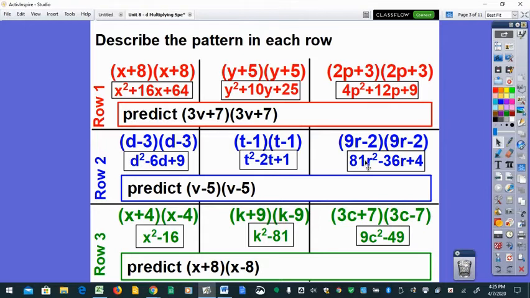9r squared is 81r squared. We have negative 18r and negative 18r. 2 times negative 18r is negative 36r, and a negative times a negative gives us a positive 4. Now when we come down here, we have x times x giving us x squared. The outer is negative 4x. The inner is positive 4x, and that term drops out. And 4 times negative 4 is negative 16.